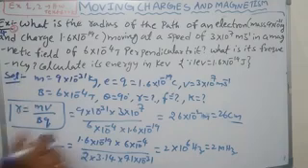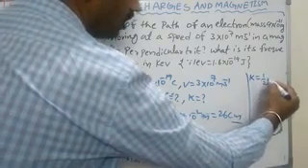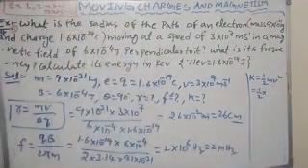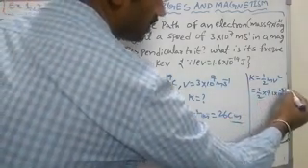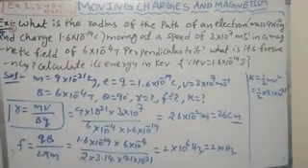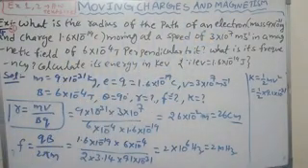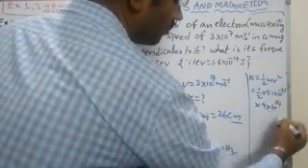So how to calculate that kinetic energy? Kinetic energy means K is equal to half mv square. Correct? So half into what is the mass? Mass is 9.1 into 10 power minus 31. What is the speed here? Speed is 3 into 10 power 7 meter per second. V square means 9 into 10 power 14.